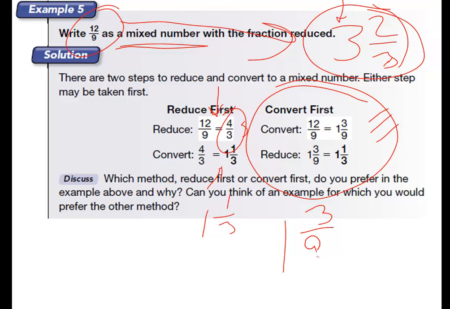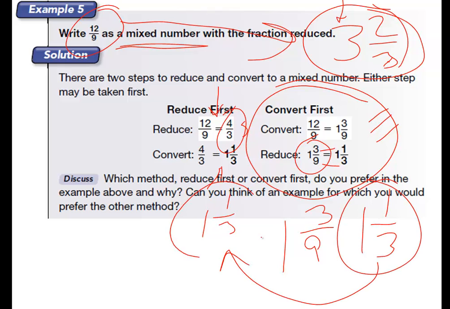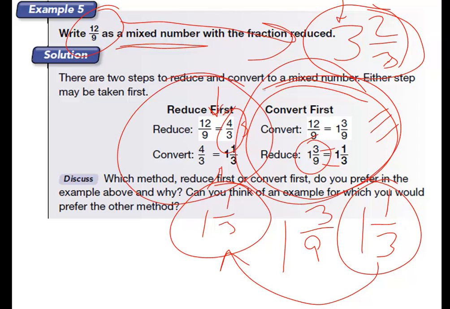So 1 3/9. But I know that 3/9 can be reduced even further, because 3 will go into both 3 and 9. 3 goes into 3 1 time, and 3 goes into 9 3 times. So we end up back at our 1 1/3 answer, which is the same as the one we did here. So you can reduce first, or you can convert. It's up to you. Whichever method you find easiest is fine with me.